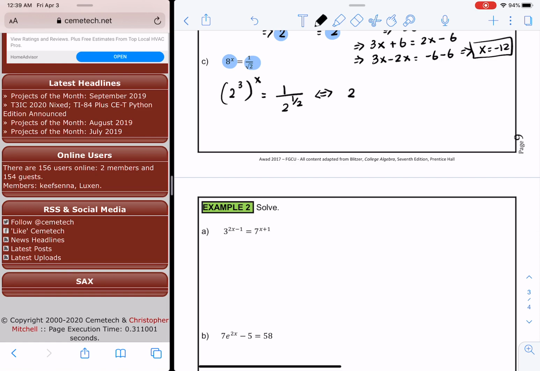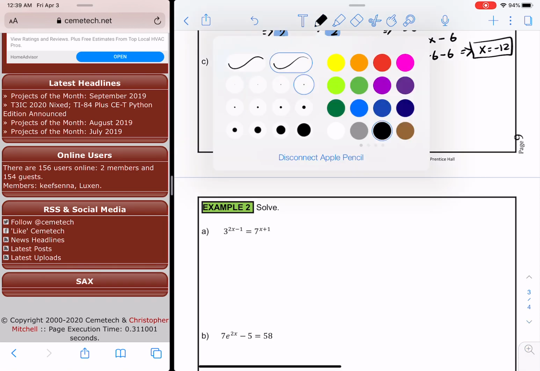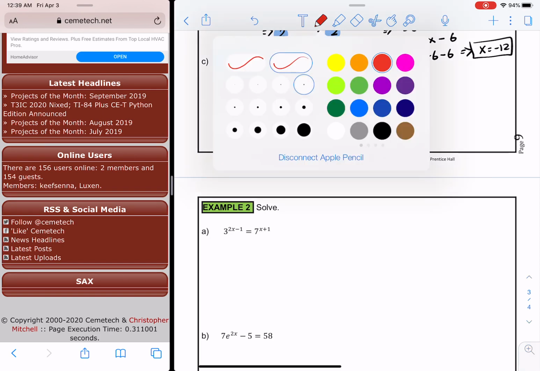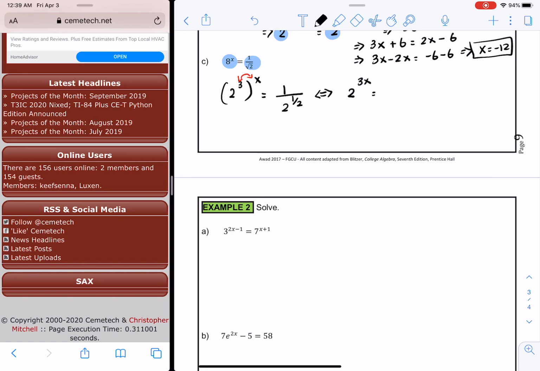So 2 raised to 3x. We can multiply those two. It would equal, we move the denominator to the numerator, so we have 2 raised to negative 1/2. The bases are identical, so we simply equate the powers. Now we divide by 3. The answer is negative 1 over 6.